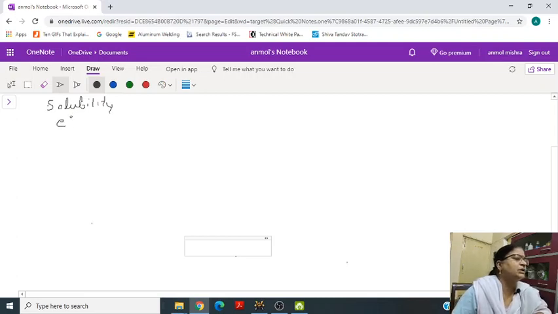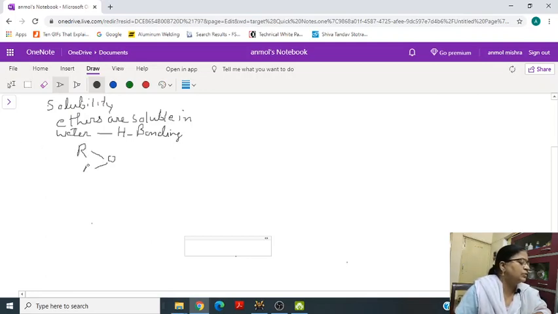Soluble in water. Ethers are soluble in water because of the formation of hydrogen bonding. Because of hydrogen bonding, ROR, so it can form hydrogen bonding.